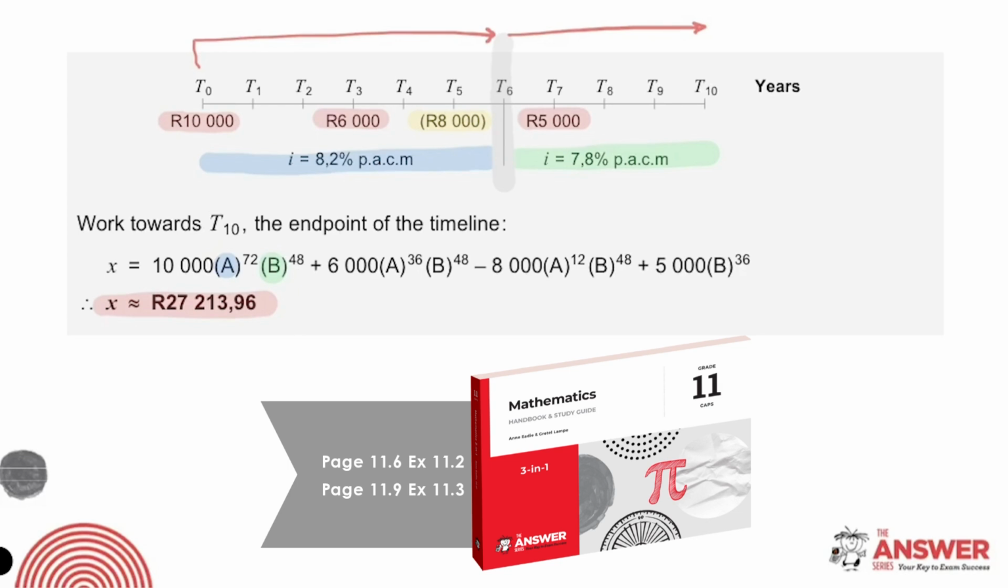Then the 6,000 Rand will be compounded forward for 3 years at the first compounding factor, in other words, for 36 months. And then at the second compounding factor for the remaining 4 years, in other words, for 48 months. Remember, the withdrawal of 8,000 must be subtracted. There is only 1 year at the first compounding factor for the 8,000 Rand, so 12 months, and then 4 years for the second compounding factor, 48 months. Then lastly, the 5,000 Rand will be compounded at the second compounding factor for these remaining 3 years, in other words, for 36 months.